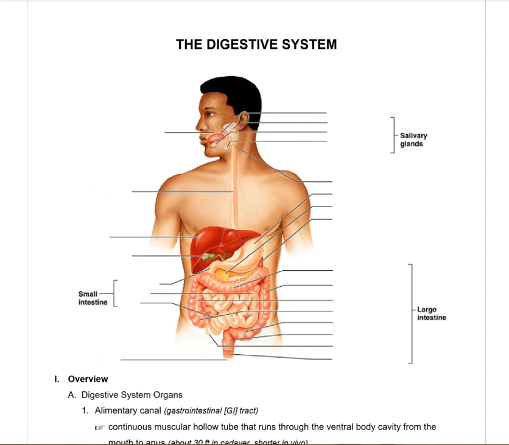Okay, we're going to be starting on a new topic, which is the digestive system. We're going to be covering anatomy first, as we often do, and then we'll get into physiological processes as we go through. So let's go to the lecture notes and get going.